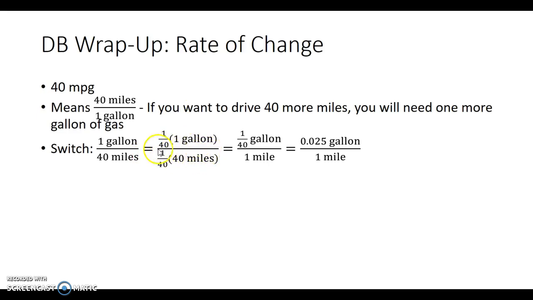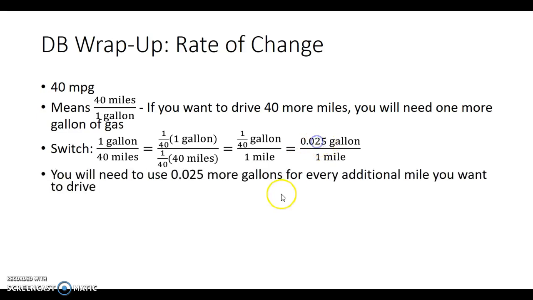So if I want to drive only 1/40th of that distance, which is 1 mile, then I'll only need 1/40th of the amount of gas, which is 1/40th of 1, is 1/40th. Well, 1/40th, or 1 divided by 40, is the number 0.025. So now I can interpret this. You will need to use 0.025 more gallons for every additional mile you want to drive. Or I could say for each additional mile I want to drive, I will need 0.025 more gallons of gas.